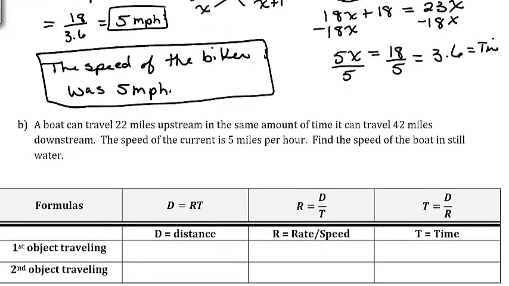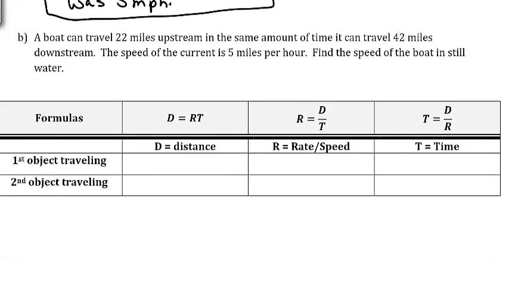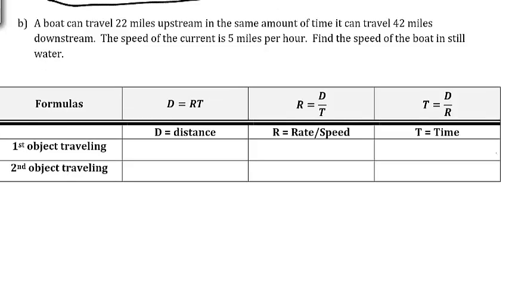Okay, so now we're going to look at our next problem. Our next problem involves a boat. A boat can travel 22 miles upstream in the same amount of time it can travel 42 miles downstream. The speed of the current is 5 miles per hour. Find the speed of the boat in still water.